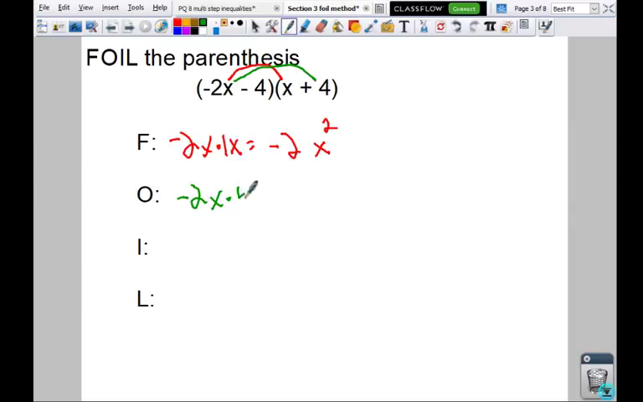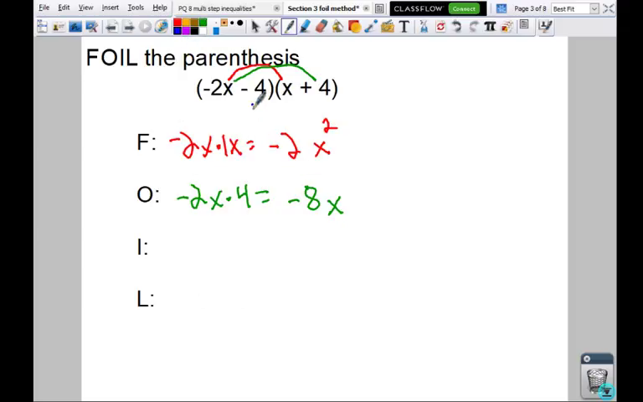I messed up, but that's okay. I wrote 1 on one side and none on the other. That's fine. Alright, so I'm going to go negative 2x times 4. Negative 2 times 4 is negative 8. I'm going to put my x there because there's only the one x. I just write it down. Okay, that was my outside.